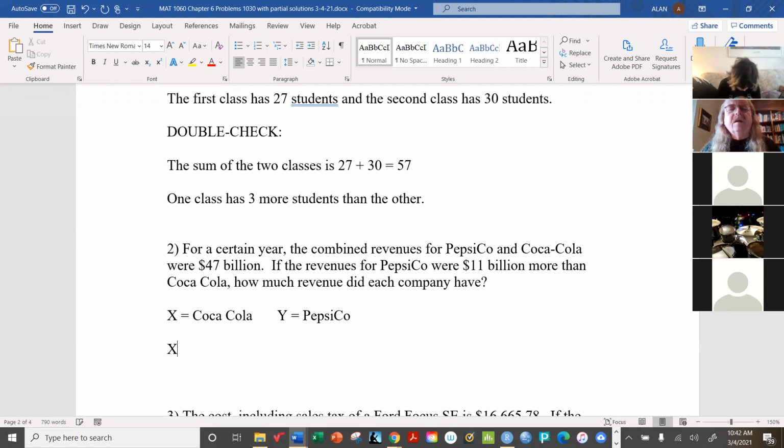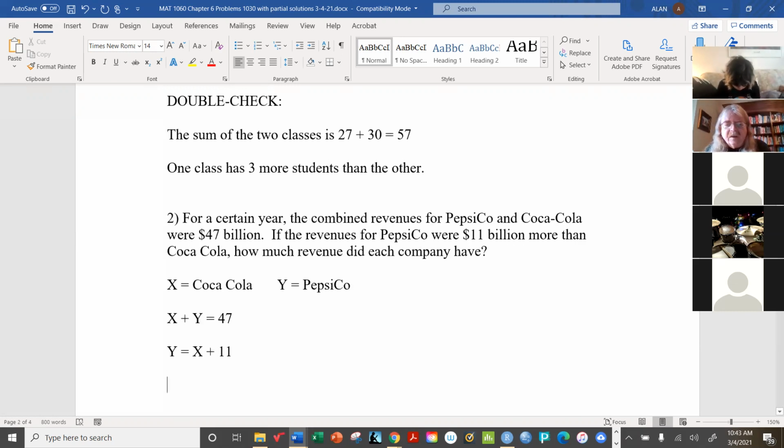So what do we know? We know that the sum of the revenues is 47 billion. And by the way, you can leave out the zeros, just call it 47. We know that PepsiCo has more revenues than Coke, so we can say that Y equals X plus 11.